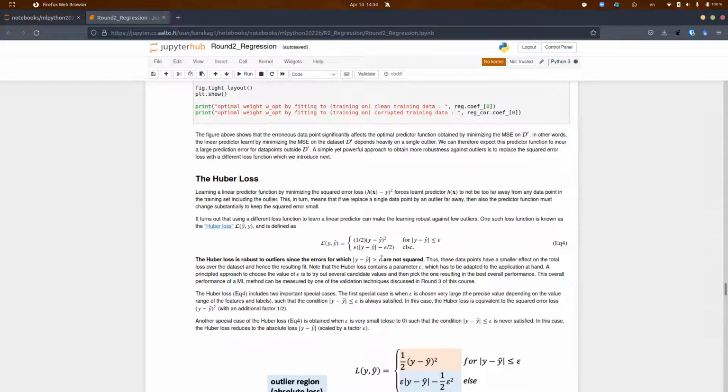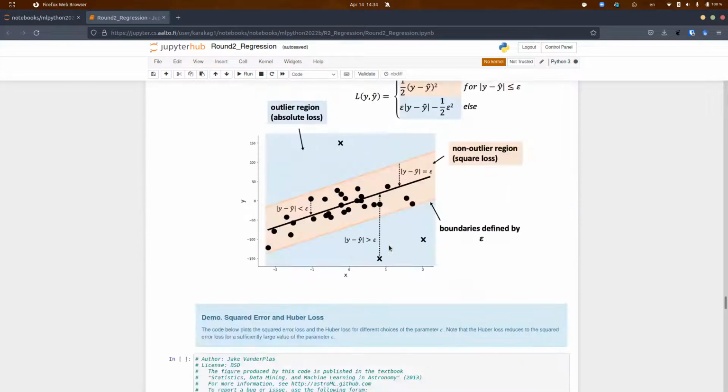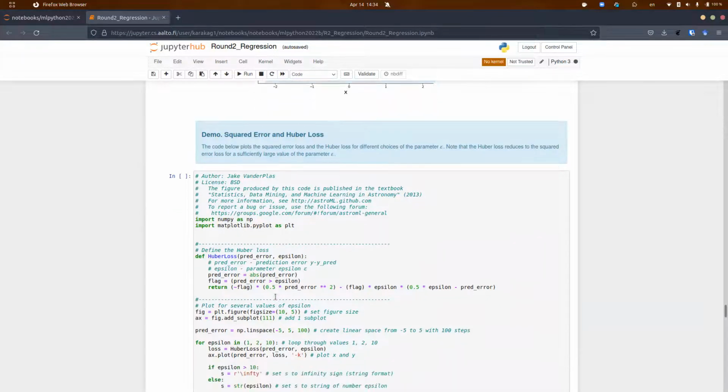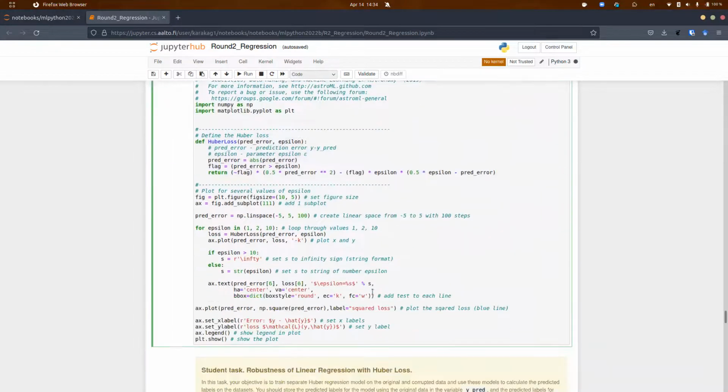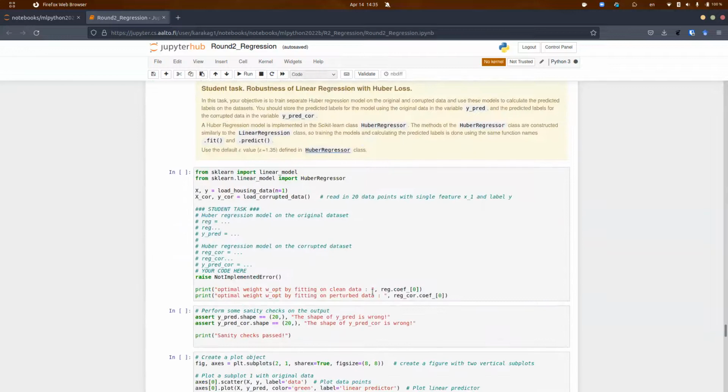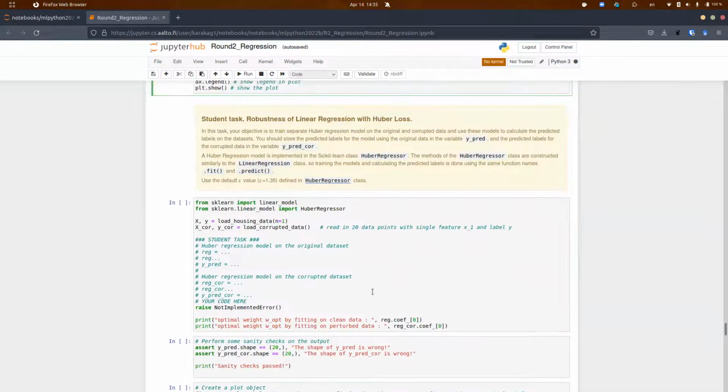So this is the loss function that it has to minimize. It's a bit different than the classical linear regression one. But again, this is already implemented for you in sklearn. Here it is implemented. I don't really have anything else to discuss.